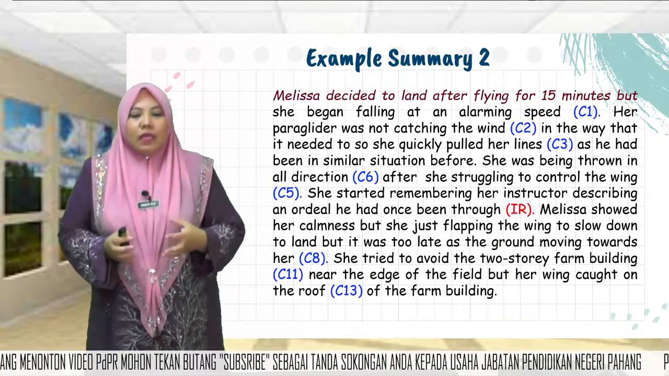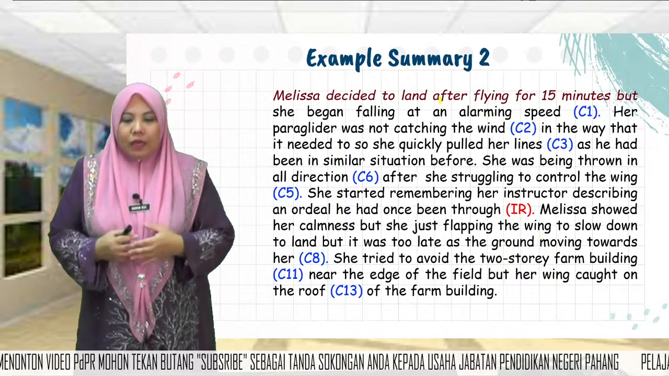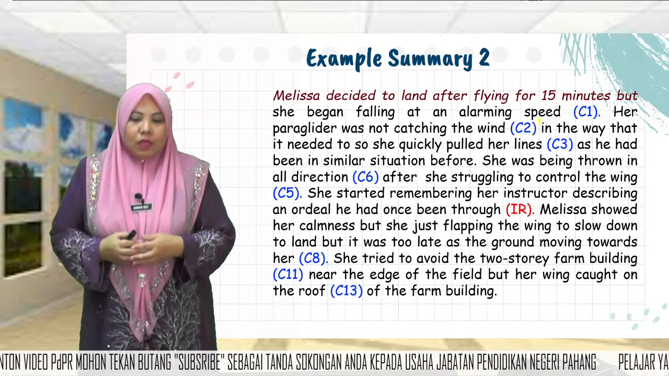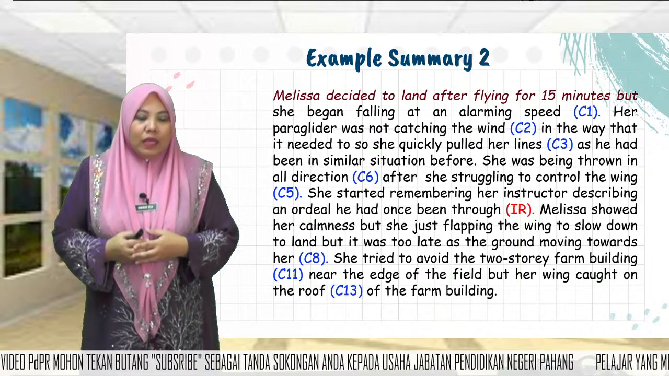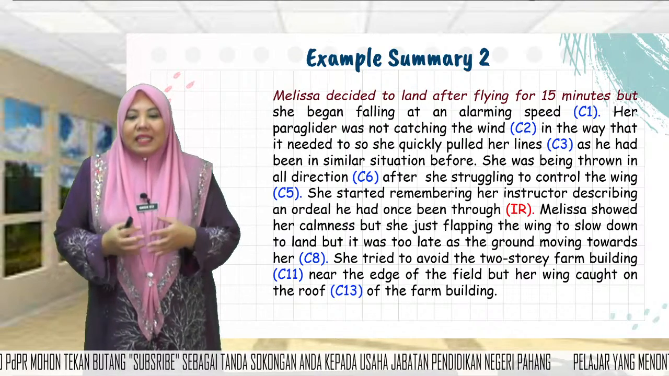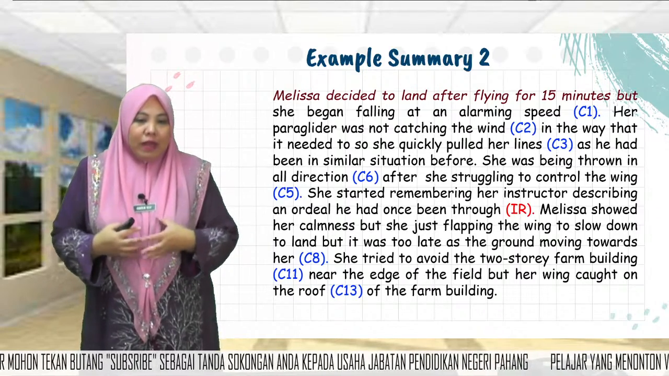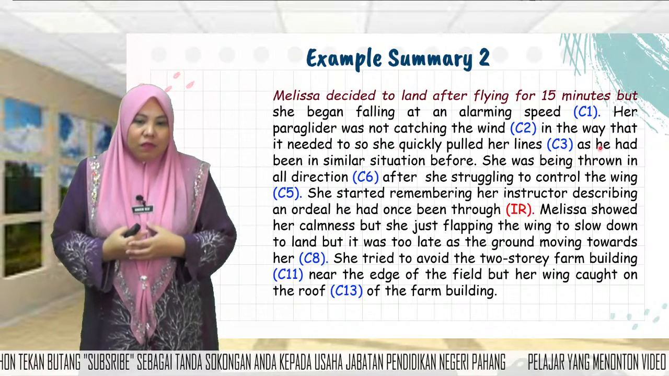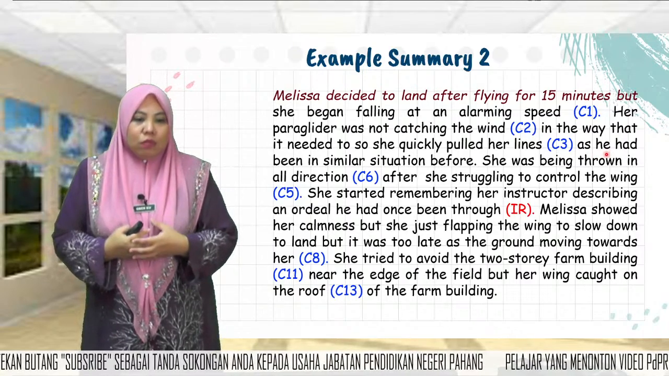Right? So Melissa decided to land after flying for 15 minutes, but she began falling at an alarming speed. C1. Her paraglider was not catching the wind. C2. In the way that it needed to, so she quickly pulled her lines. C3. As he had been in similar situation before. So if you notice there is one error, he. Okay? So that particular person, if we can recall, Melissa is actually a female. So this is actually one error. Been in similar situation before.